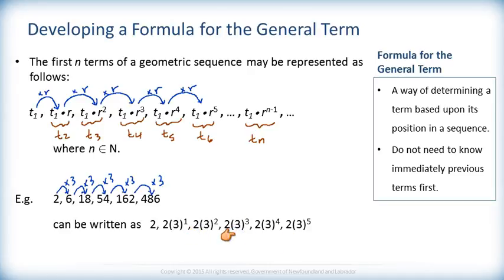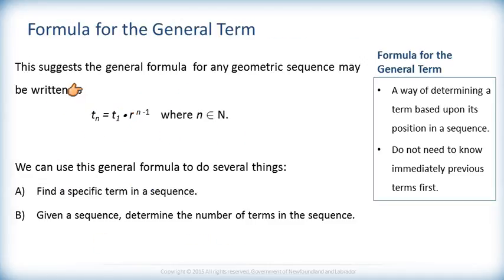etc., etc. All this suggests the general formula for any geometric sequence may be written as the nth term is equal to the first term times r to the n minus 1. That n minus 1 represents 1 less than the subscript. And don't forget our domain is natural numbers. We can use this general formula to do several things. First, find a specific term in a sequence, and second, given a sequence, determine the number of terms.